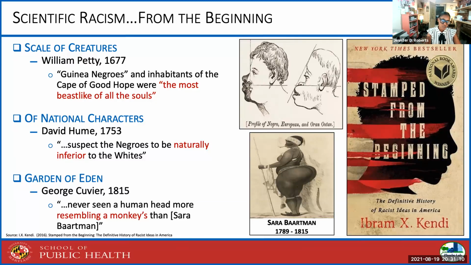She was a woman from South Africa who was brought to Europe to be a servant, as well as exhibited as a freak show attraction by the English surgeon by the name of William Dunlop. And this was in the 19th century. And when Georges Cuvier did this dissection of Sarah, he was stating that never had he seen a human head more resembling a monkey's. And he also likened her to being like an orangutan.